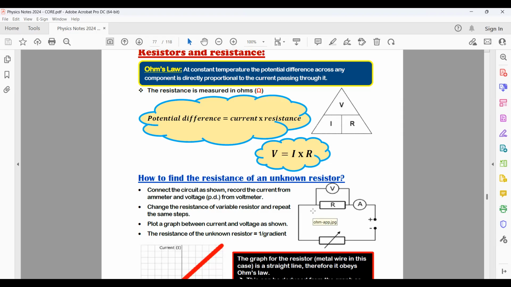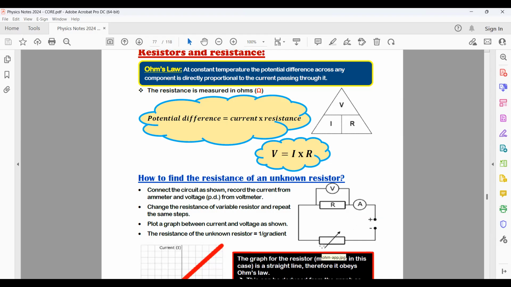If I want to measure it accurately, I need to take multiple readings. So I will need to change the value of the current. The only equipment we have that can change the value of the current is called a variable resistor. This R is a normal resistor or a fixed resistor. This resistor with an arrow passing through it is a variable resistor.